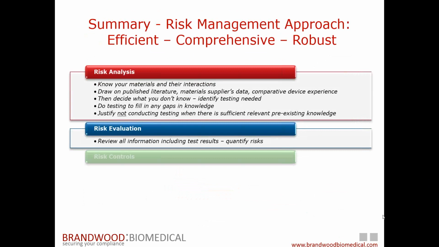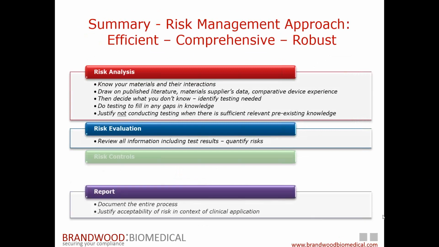If required, take steps to reduce toxicity to acceptable levels by changes in materials or in design, and then consider whether you need to do further testing to verify the effectiveness of the risk controls applied. And then finally report, document the entire process, and justify the acceptability of risk in the context of the clinical application.